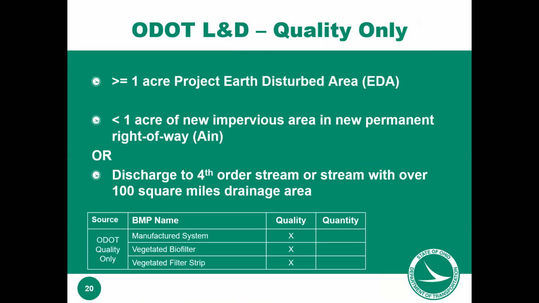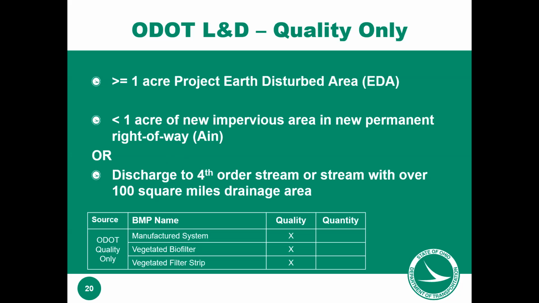What's the disturbance, which we call earth disturbed area, and then how much new area are we paving in area we didn't previously own. So if we are paving less than an acre in new permanent right-of-way, or discharging to a big stream, which is a 4th order stream or a stream with 100 square miles or more, ODOT only needs to provide quality treatment.